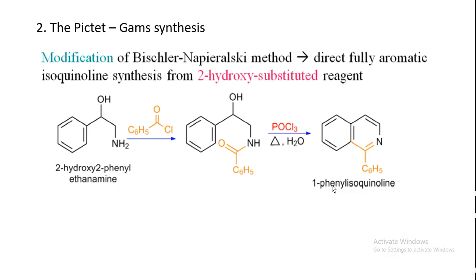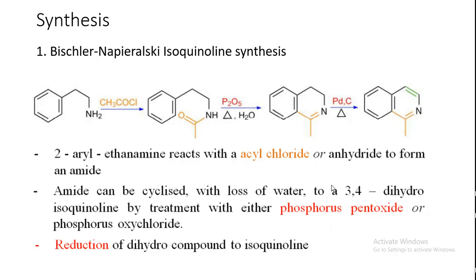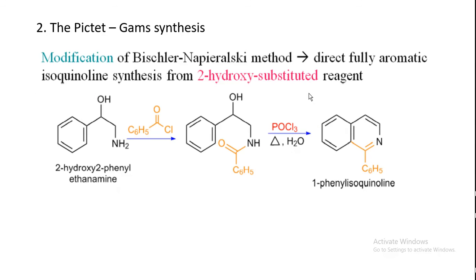In the Bischler-Napieralski method we have an intermediate that is saturated, and it is saturated at the end. But in this one, it directly gives the fully aromatic isoquinoline, without that saturation, fully unsaturated.